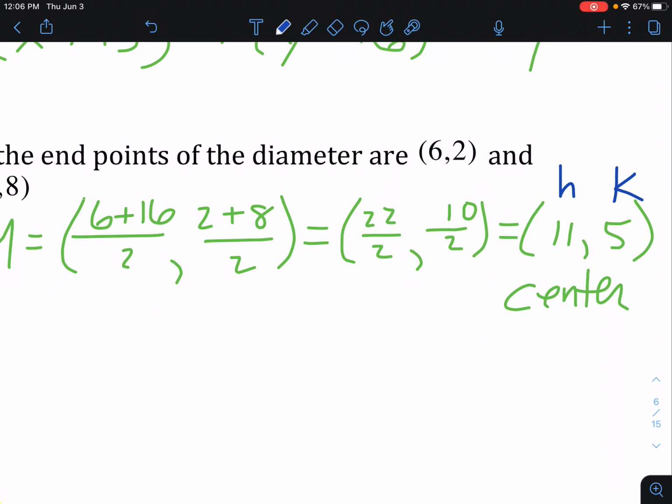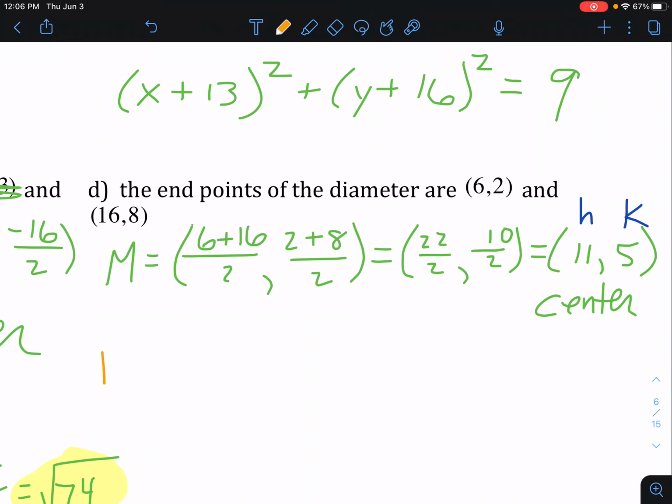And that's what I'm going to do now. So for the radius, we're going to use the distance formula. You use your center, which is my 11, 5, and then you're going to use one of your endpoints. I won't use 16, 8, I'll use the 6, 2. Again, the 6, 2 is only being used twice here, to find your midpoint and to find your radius. It's not going to go into your answer.